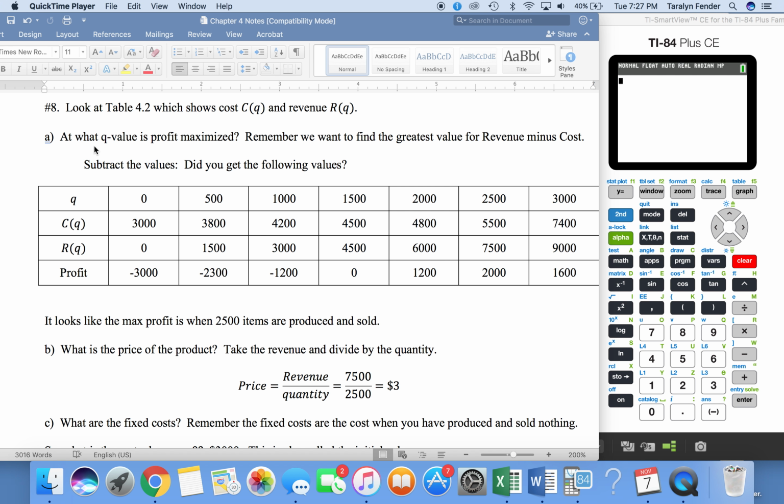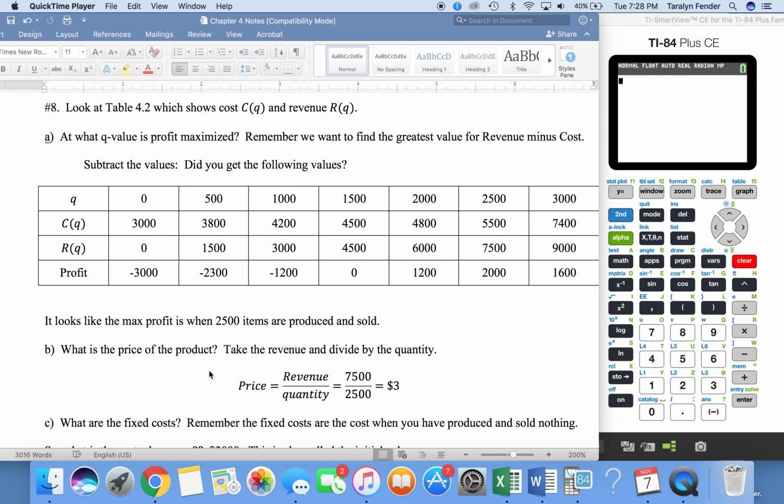Now let's look at table 4.2, which consists of the cost and revenue values. So we want to know the Q value where the profit is maximized. So we want to find the greatest value between revenue and cost. So when I look at my profit, I see it's negative until I get to 1,500 items. And then I see my profit is 2,000, which is greater than these. So that's where profit is maximized given these quantity levels. So it looks like the maximum profit is at 2,500 items that are produced and sold.